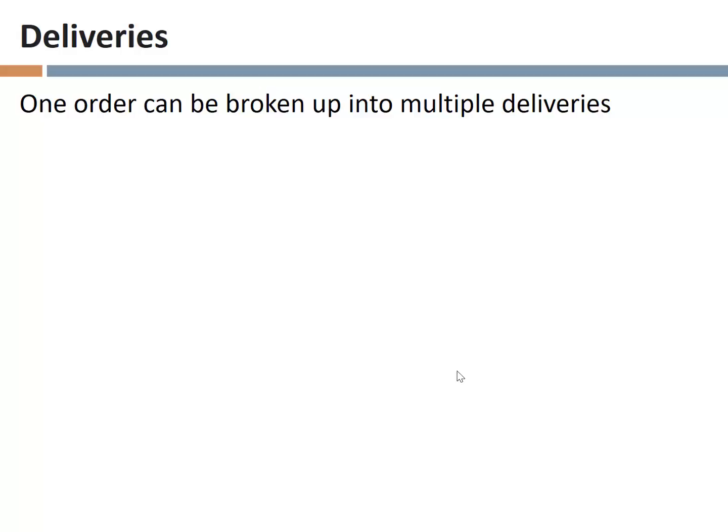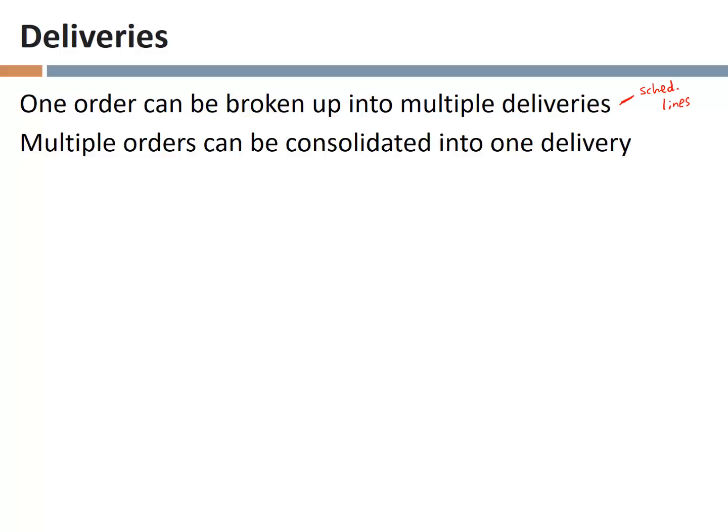We can have one order that can be broken up into multiple deliveries. That's pretty straightforward, and as we just observed, this will be very, very common if our schedule lines indicate multiple shipping dates or other things of that sort. We can also see a situation, though, where multiple orders can be consolidated into one delivery. So the scenario here is you might have a company that actually places multiple orders with you, maybe from different salespeople, maybe the orders come in even on different days, but the system will look at them to see if they can be consolidated into a single delivery.